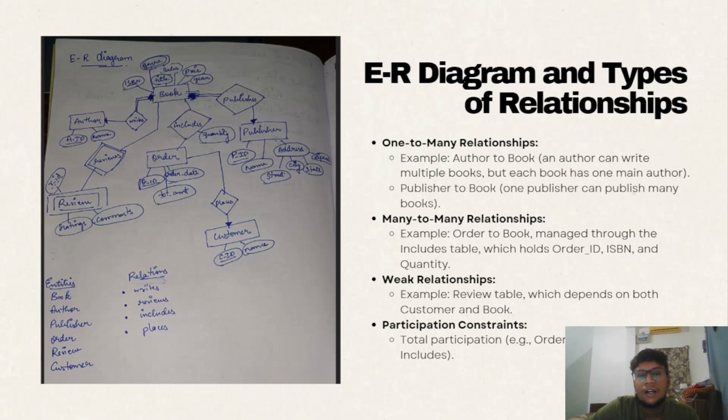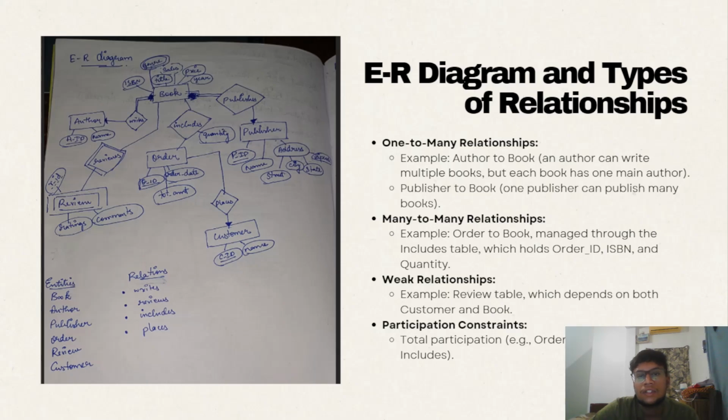And then the weak relationship. This relationship is called weak because it does not necessarily have a primary key attribute. So the relationship between review and book can be considered a weak relationship, as a review depends on both a customer and the book they are reviewing. The review table has foreign keys to both customers and book tables. So this is a weak relationship.